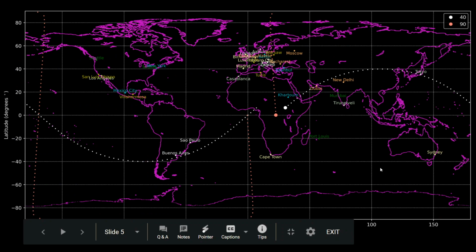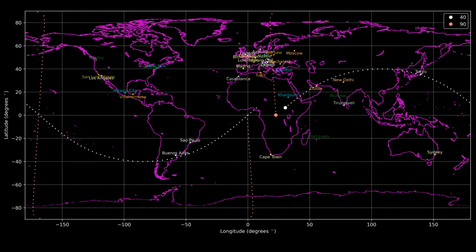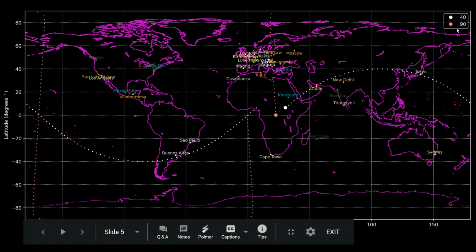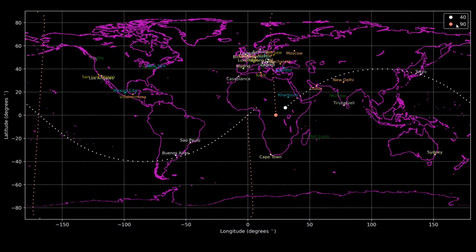And here is just an example of two orbits, two low Earth orbits that I wrote up real quick. They're 400-kilometer orbits. The white one is at 40 degrees of inclination, and the orange one is at 90 degrees of inclination.